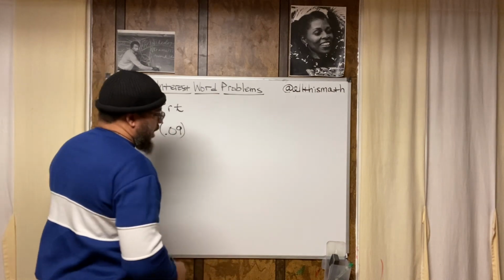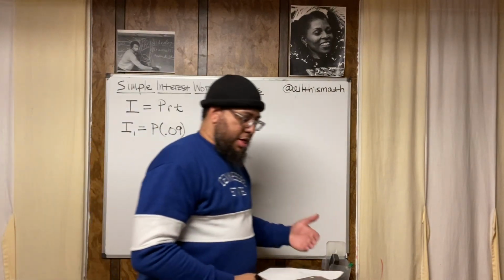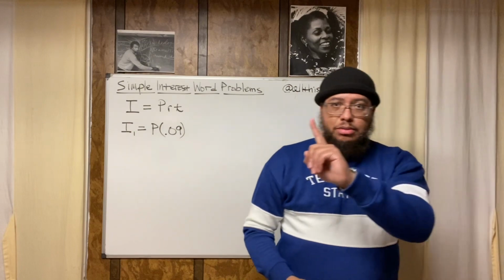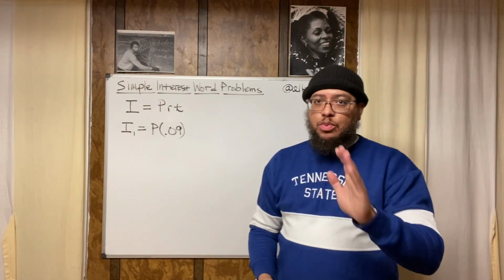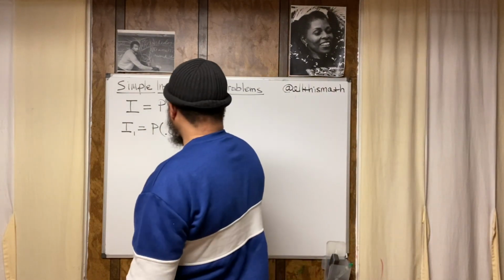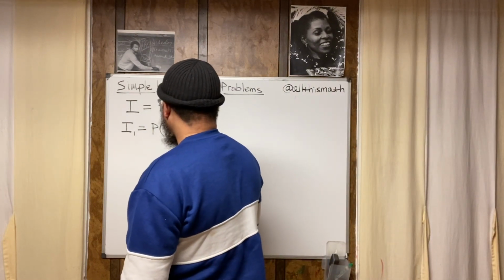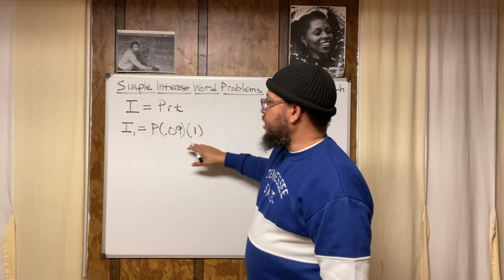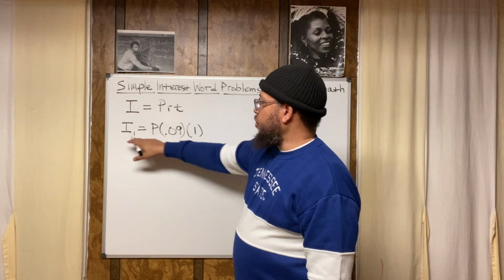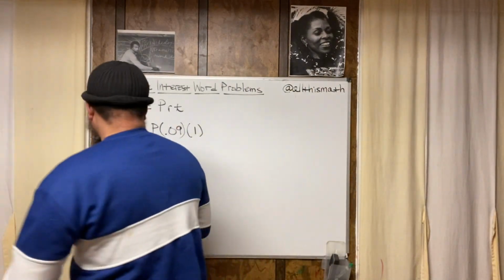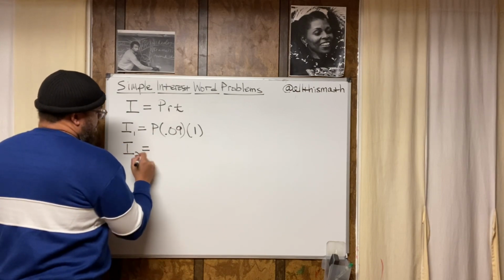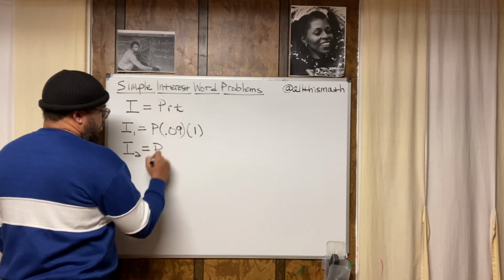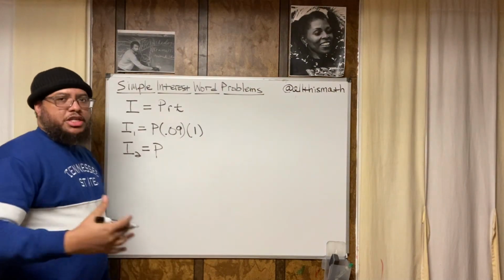And T is the amount of time. If we read the problem carefully, it says the interest after 1 year, not 2 years, not 3 years, not 6 months. It explicitly says 1 year. So then you replace the T with a 1. This is some of the information we need for our first investment. Then we go to the second investment. For the second investment, we still don't know the principal because we don't know how much, because it was 15 grand basically.